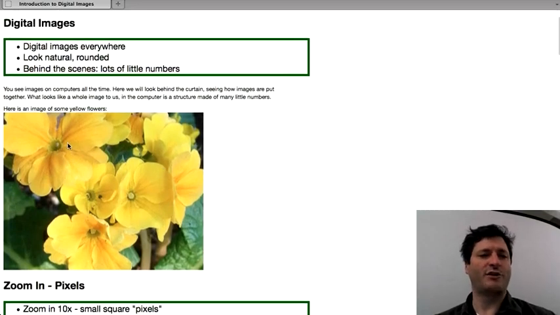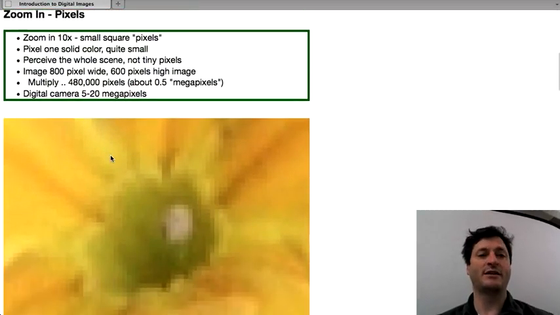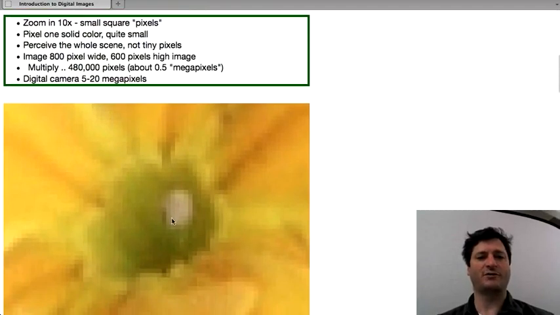So what I want to do is focus on this upper left flower here. You'll see there's a little green area with a little thing in the middle. So if I zoom in by a factor of 10 on just that square, it looks like this. So what you see is that the image is made of these little square things. So these are called pixels. So each pixel is square.